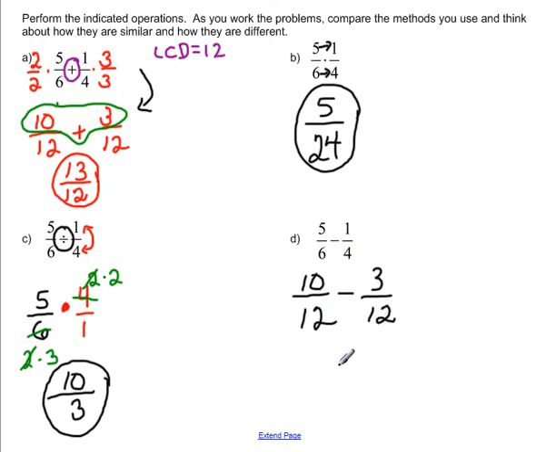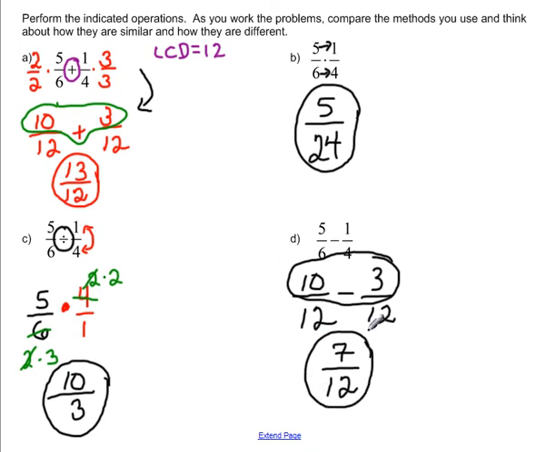And when we subtract, the denominator stays the same. 10 minus 3 this time, doing the operation just to the numerators, gives us our final answer of 7 12ths. We want to make sure that that's in its simplest form, and in fact it is. So there's our final answer. Each problem we have to keep track of what's our process for the different operations we're being asked to do.